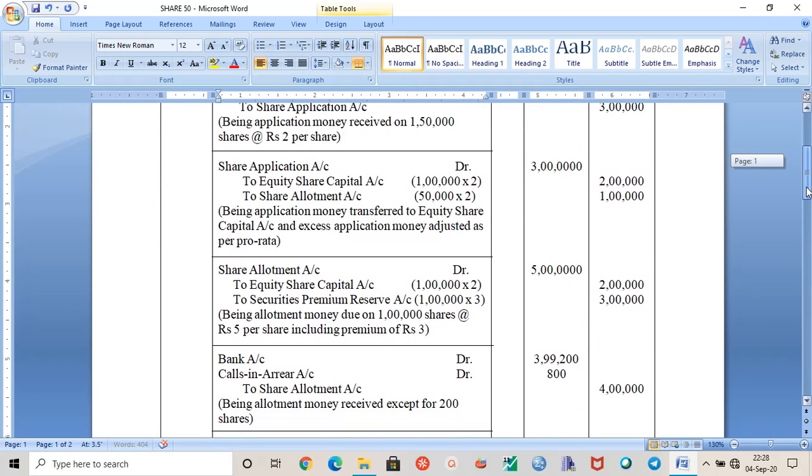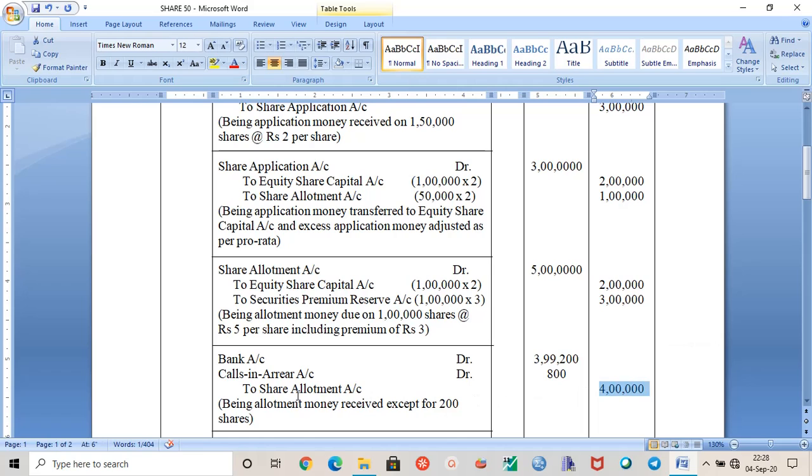So allotment involves a premium of rupees 3 per share. So share allotment account debit should be 1 lakh into 5, involving both allotment and premium money. Share allotment account debit to equity share capital account and SPR. It will be 5 lakh, 2 lakh and 3 lakh. Now this 1 lakh is to be adjusted with this 5 lakh. So 5 minus 1 will be how much? 4 lakh. That's why we are writing 4 lakh here.